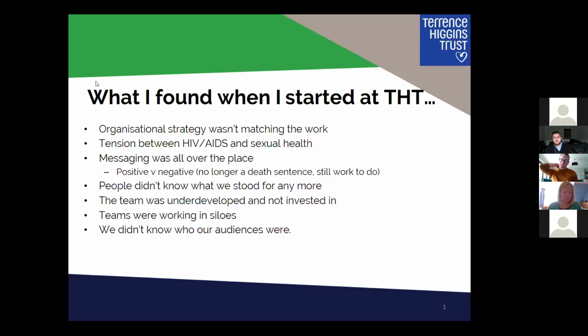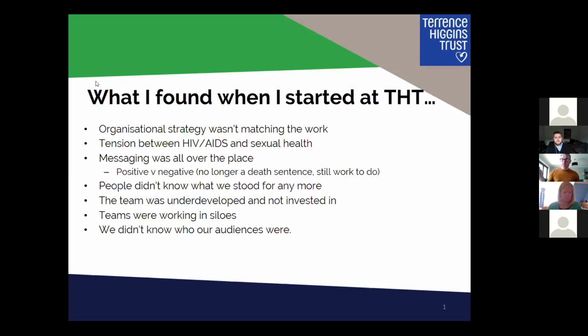So we weren't able to say, here's our strategy and here's the different things that we're doing that are going to deliver it. There was, as I've talked about, this tension between HIV and AIDS and sexual health. Our messaging was, and still is to a degree, a bit all over the place. On the one hand, we were saying to people, HIV is nothing to be feared, it's no longer a death sentence, and you can live a perfectly normal, happy, healthy life if you are living with HIV.